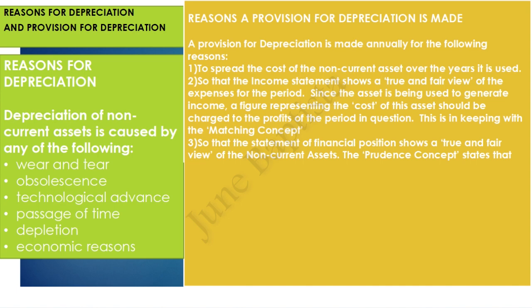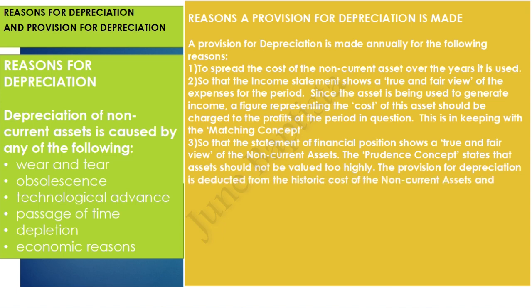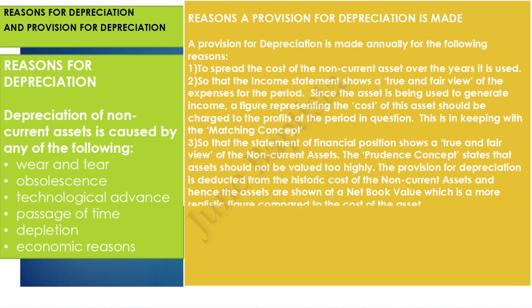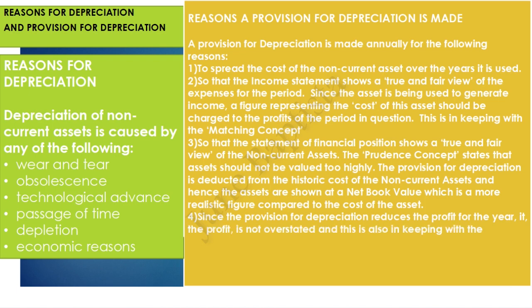The prudence concept or principle states that assets should not be valued too highly. The provision for depreciation is deducted from the historic cost of the non-current asset, and hence the assets are shown at a net book value, which is a more realistic figure compared to the cost of the asset. Fourth, since the provision for depreciation reduces the profit for the year, it is not overstated and therefore is also in keeping with the prudence concept or principle.